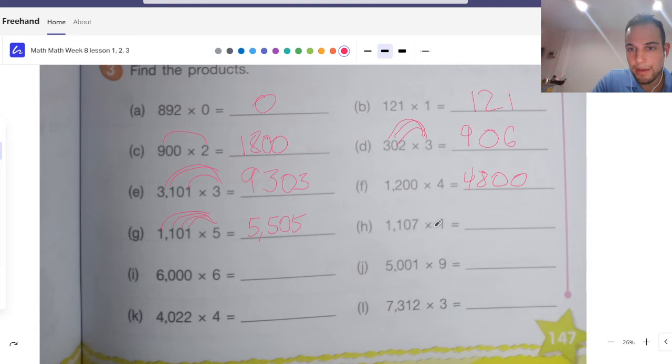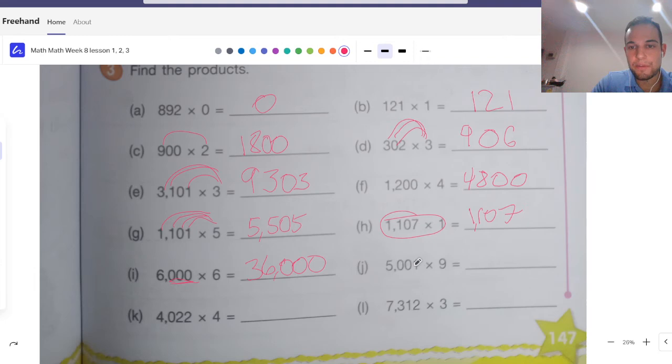Next we have the same thing again. It's multiplied by 1. 1,107. Next we have 6 times 6. Can you guess what that means? It's 36. And let's bring over these 3 zeros. 1, 2, 3. Add our comma. And we have 36,000.